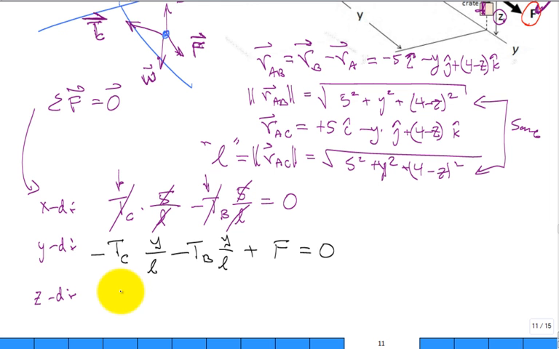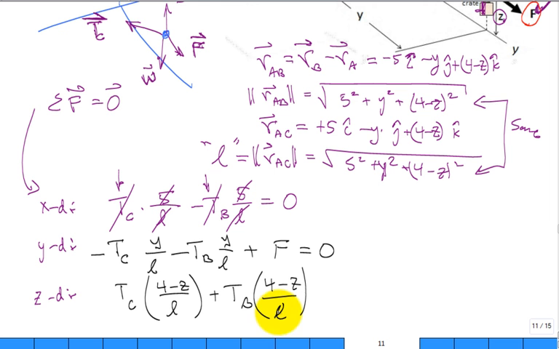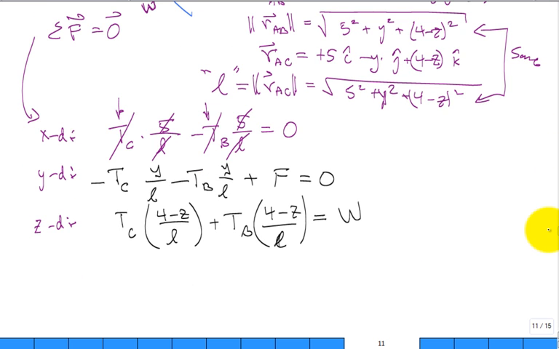And then in the z, we're going to have the tension in the C. And you have a lift, which is 4 minus z divided by L. You're going to have the tension in the B, which is the same, 4 minus z divided by L. And down, you have the weight of the crate. All right, this life was easy up to this point because where are my unknowns? What are my unknowns?